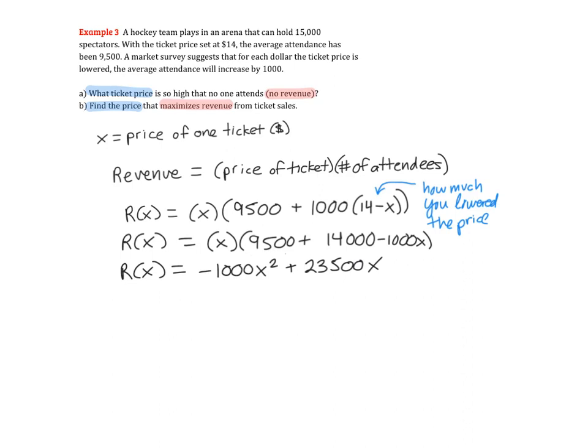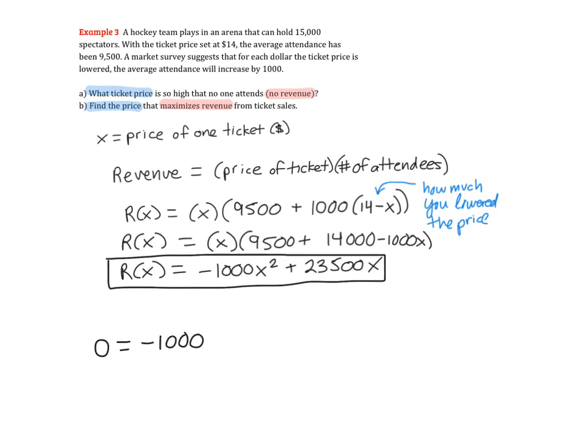So we're going to use this model to help us answer the following two questions. So what ticket price is so high that no one attends? So that means that the revenue is 0. So we essentially set our equation equal to 0, set revenue to 0, and we're going to solve.